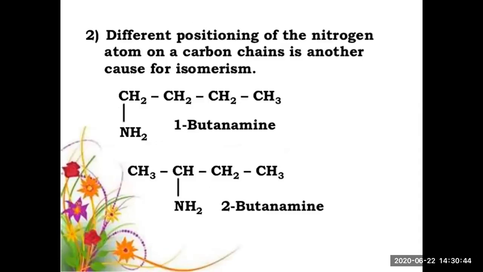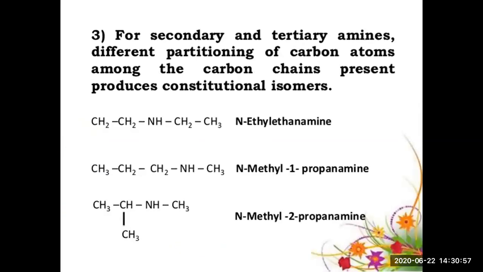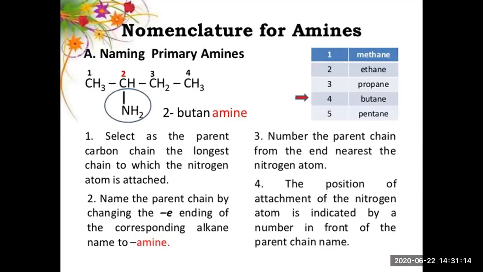Different positioning of the nitrogen atom on a carbon chain is another cause for isomerism. So this is all about the different arrangement of the carbon chain. For secondary and tertiary amines, different partitioning of carbon atoms along the carbon chain present produces constitutional isomers. So these are all combinations of the carbons.